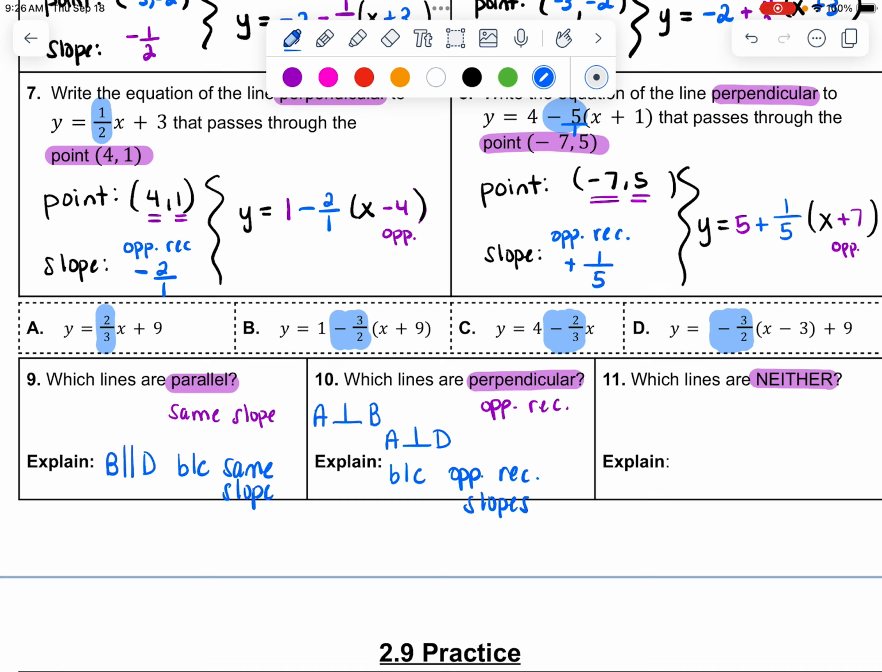And if I say which of these lines are neither of the above, an example would be like B and C. The fractions are flipped, but they're both negative, so they're not opposite reciprocals, and they're not the same. So in other words, we would say they're not the same slope, and they're not opposite reciprocals.